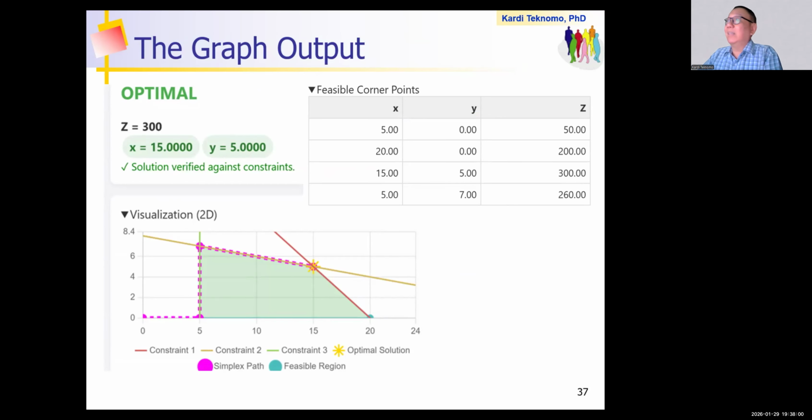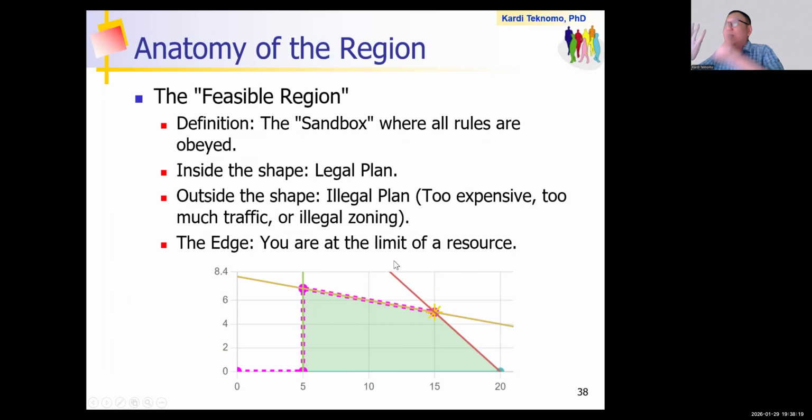Now, if you go down, there are also what are called feasible corner points. These are the coordinates of the corner points here. Can you see that? The one in green here is the feasible region, where the constraint rules are obeyed. These are the legal plans. But if you go out of this constraint, these are illegal plans: too expensive, too much traffic, illegal zoning, and so on. Usually the optimum value is on the edge of this feasible polygon, and usually in the corner.